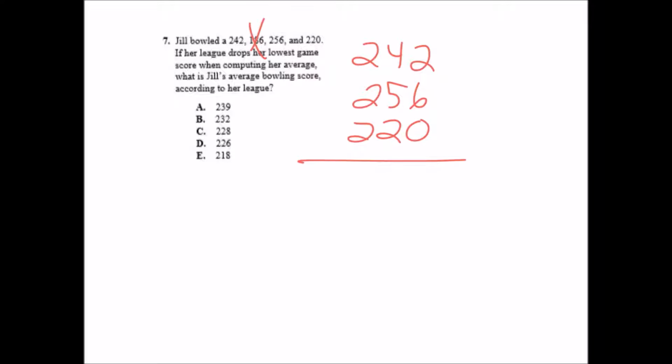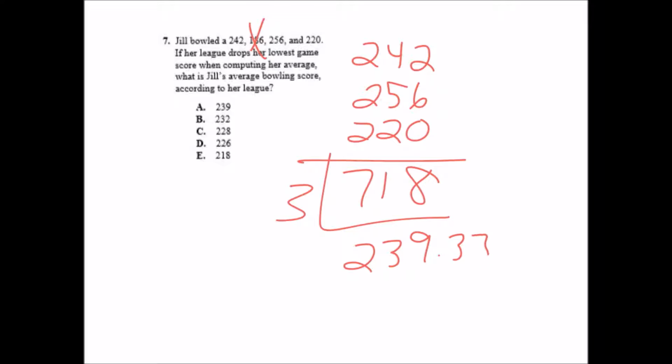Question 7 says Jill bowled 242, 186, 256, and 220. If her league drops her lowest game score when computing her average, what's her average bowling score according to her league? So we drop the lowest score. In this case, it's 186, leaving us with 242, 256, 220. If you want, you can use your calculator, or you can just add them up. 718. She's bowled a total of 3 games. Use your calculator now, and you come up with 239.33 repeating, or rounding to 239.